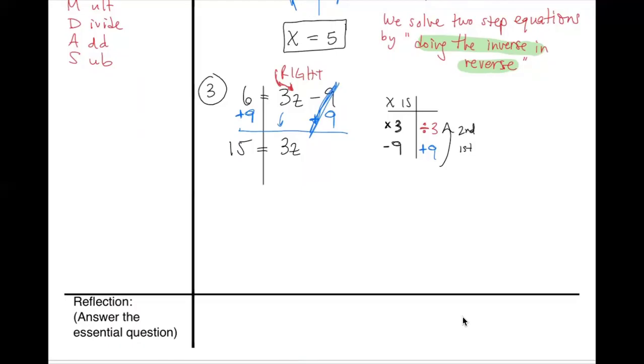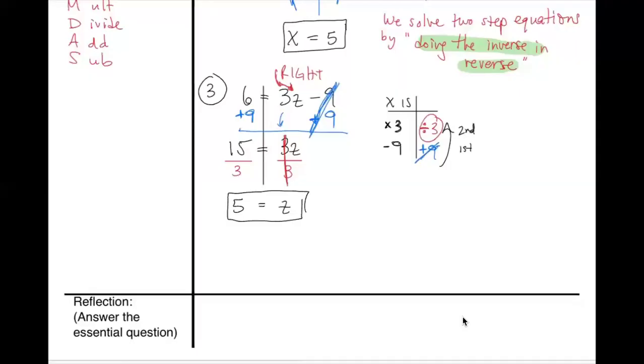Good. And then now the second step was to divide by 3. So I did the +9. I'm done with that. Now I'm going to divide by 3. And remember, the way I show division is with the fraction. Divide by 3. Divide by 3. These cancel. Z equals 15 divided by 3 is 5. Good. The inverse in reverse.